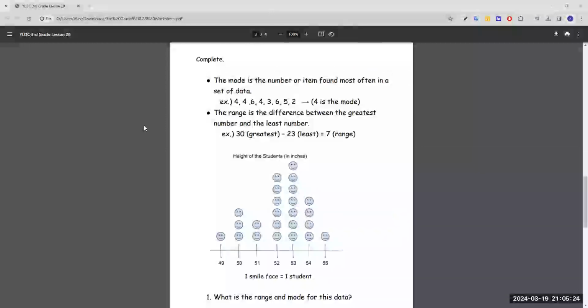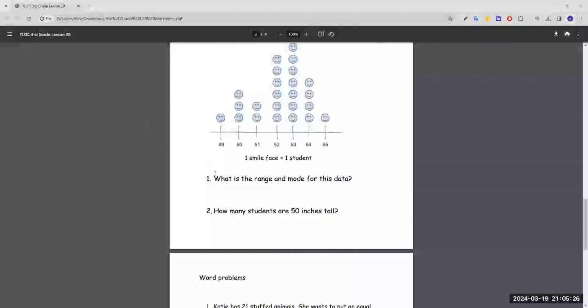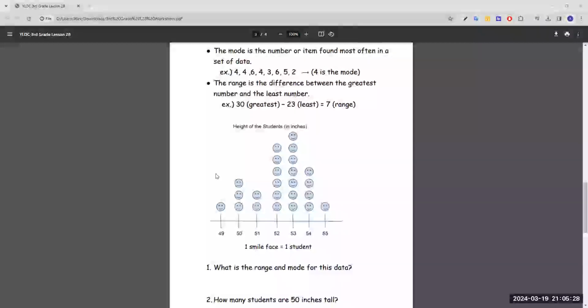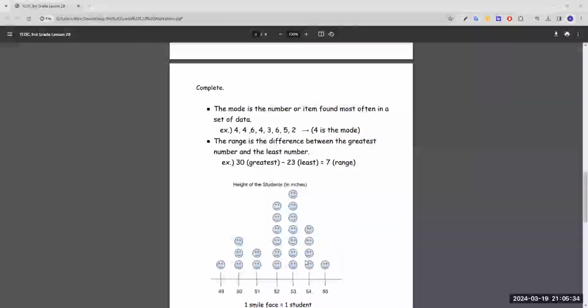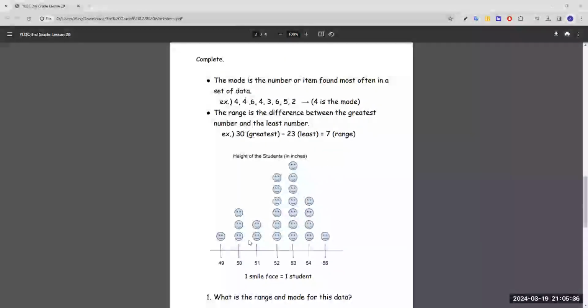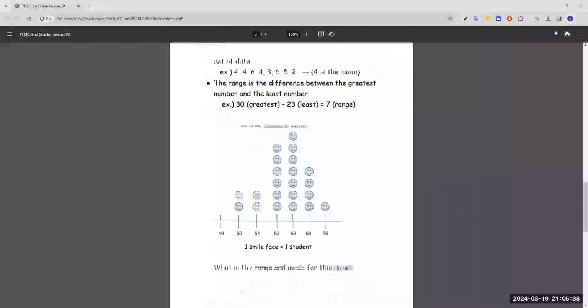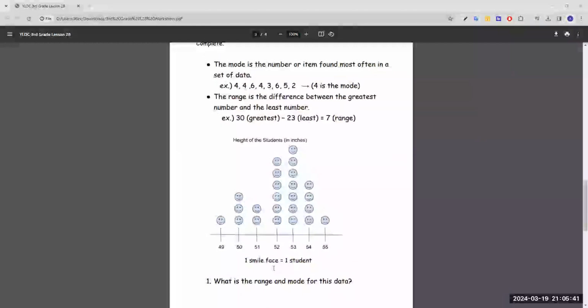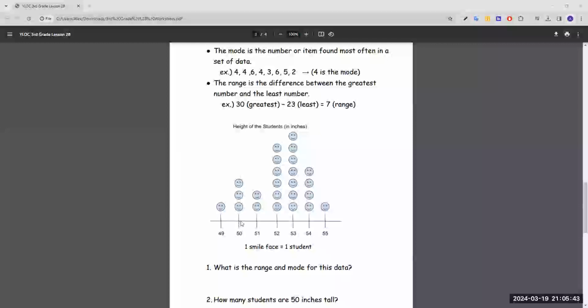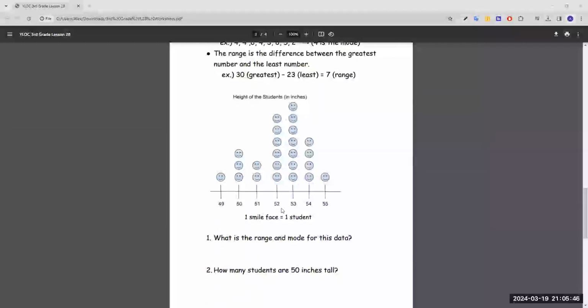Now moving on to completing the questions. So right here we have a range of numbers, and each number has a certain amount of people. Number 1, what is the range and mode for this data? To find a range, we would just subtract the greatest value by the lowest value. The greatest value is 55 and the lowest value is 49. So we just subtract those to find the range, which is 6.